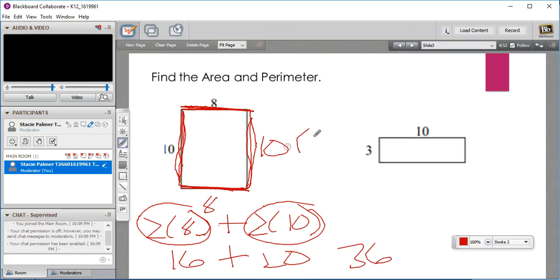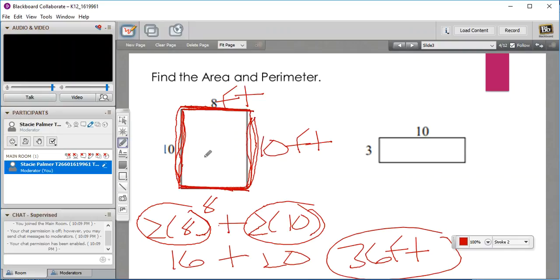Now, if this were feet, we're not multiplying feet by feet in this case. So this would just be 36 feet. That would be our perimeter. So that would be the distance around the outside of the rectangle.